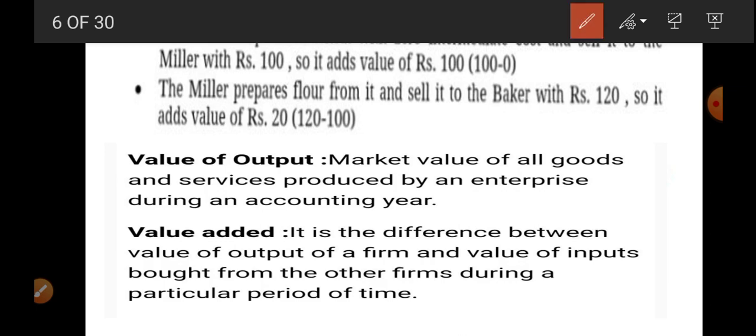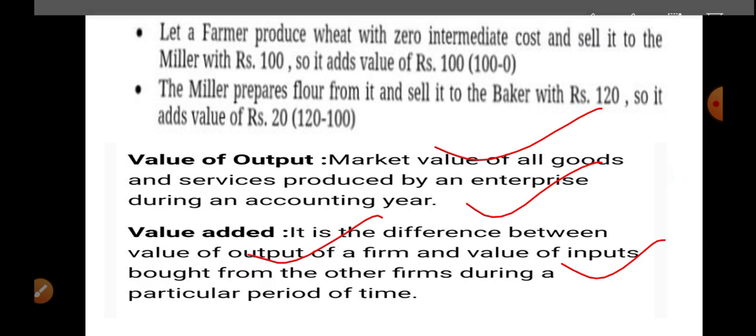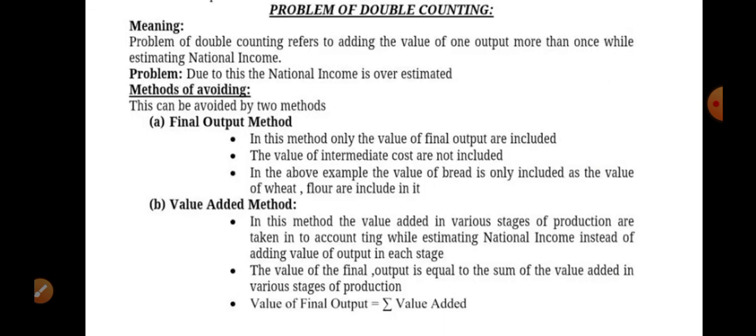So market value of all goods and services produced by an enterprise during an accounting year is known as value of output. And value added is what? It is the difference between value of output and expenditure done on input during a period of 1 year. Okay, the next important topic related to production method is the problem of double counting.